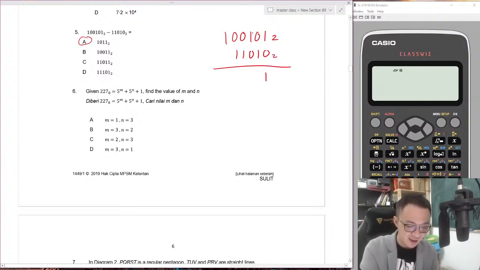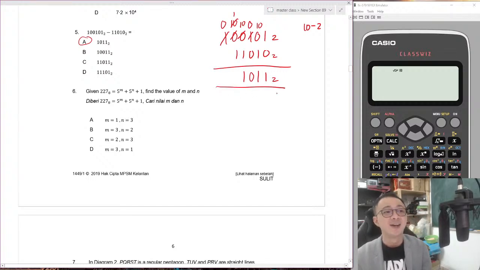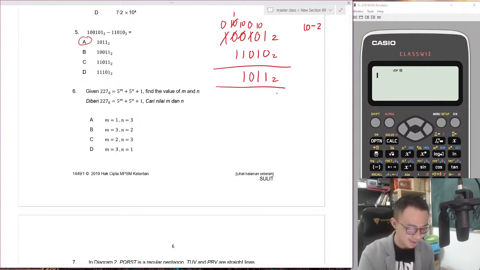0, you cannot minus, you need to borrow from here, then you get 10. 10 minus 1 is 1. 10 basically means 2 in base 2, okay? Just remember that. 0 minus 0 is 0. And then this one cannot, so I need to borrow from here. This one will get 10. Then I need to borrow again, left 1. This one will be left 10. 10 minus 1, I get 1. 1 minus 1, I get 0. So this is the final answer. Because in base 2, 10 minus 1, you get 1. This is what happens in base 2.